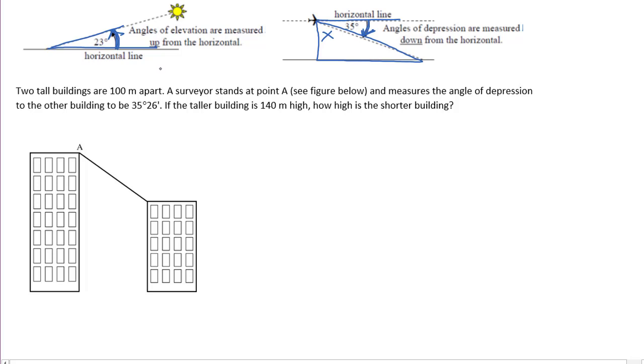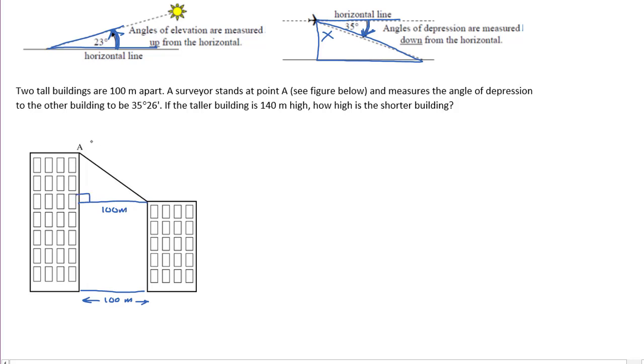This is a classic example, just a basic one. You've got two buildings, they're 100 meters apart. So first thing I can draw on is there's 100 meters right there. They're 100 meters apart, and obviously we're going to have a triangle here. So I'm going to draw that in right there, and there's my 100 meters. And I can make this a right angle triangle.